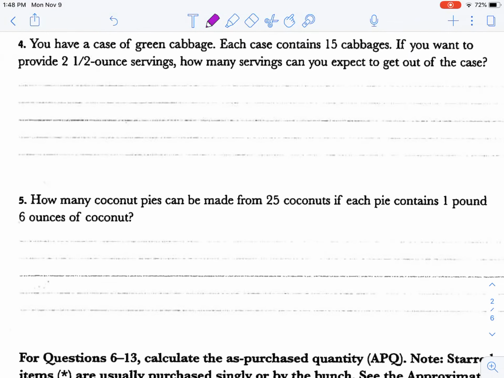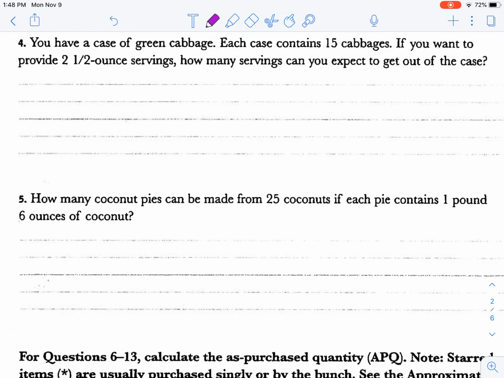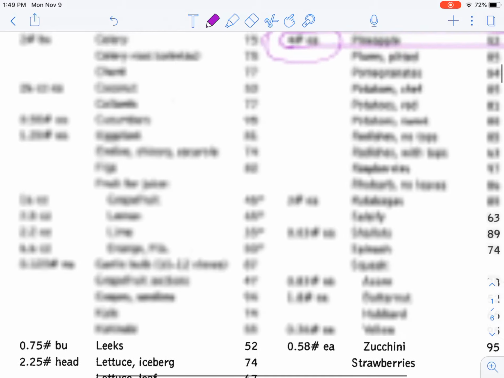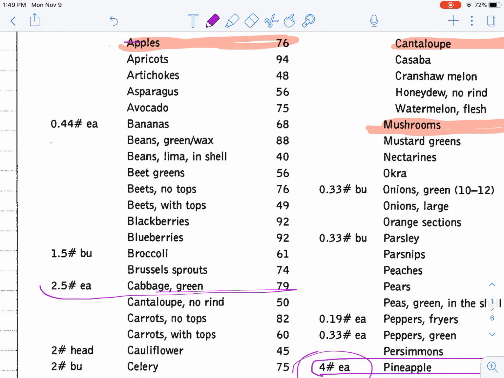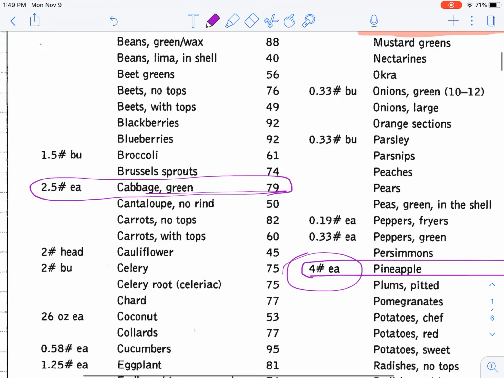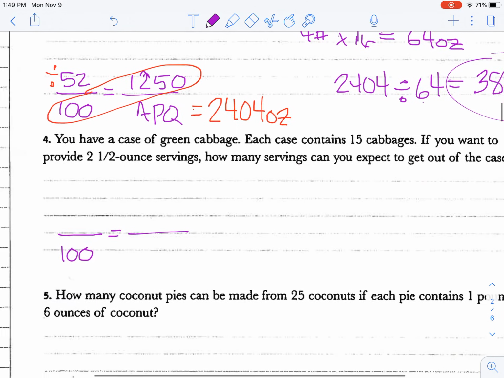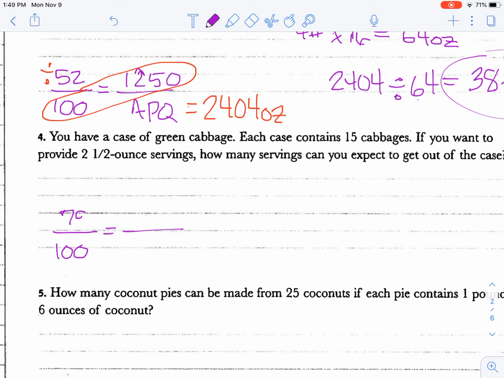You have a case of green cabbage. Each case contains 15 cabbages. So we only have one case, so that means we have 15 cabbages. If you want to provide a 2.5 ounce serving, how many servings can you expect to get out of the case? So let's start setting up the formula first. We're dealing with cabbage, so we're going to look at the yield percent. The yield percent for cabbage is 79, and it tells us that it's 2.5 pounds each. So I'm going to put in the 79, and each one's 2.5 pounds.